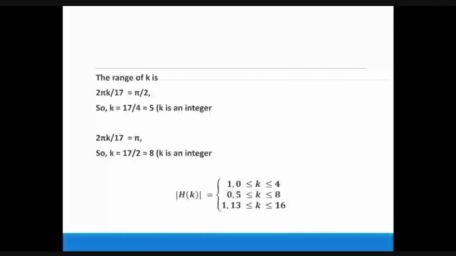Okay. So here the magnitude of H of k has value 1 for the range 0 to 4, because here we are writing the limits like this: 0 less than or equal to k less than or equal to 17 by 4.